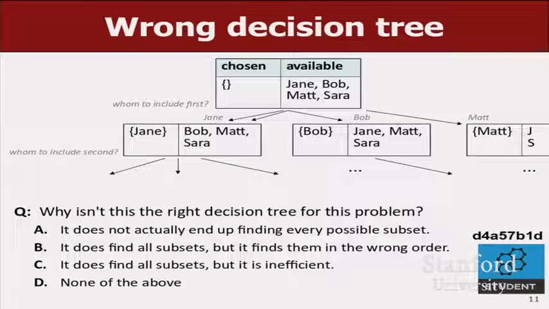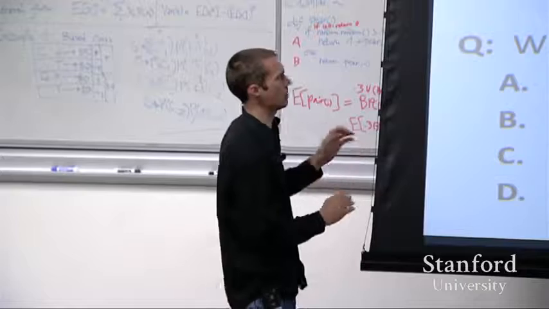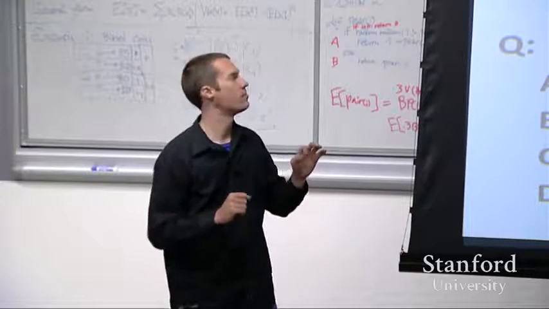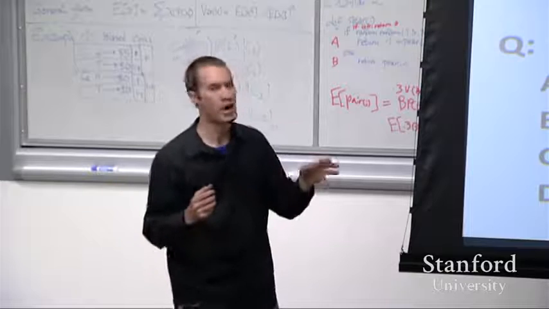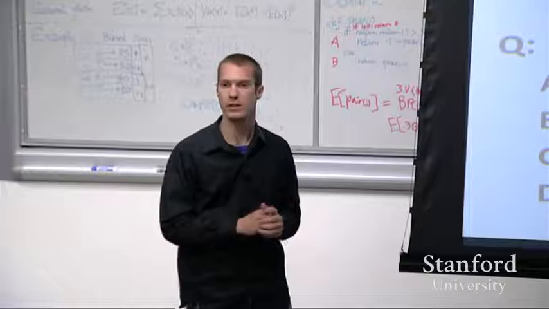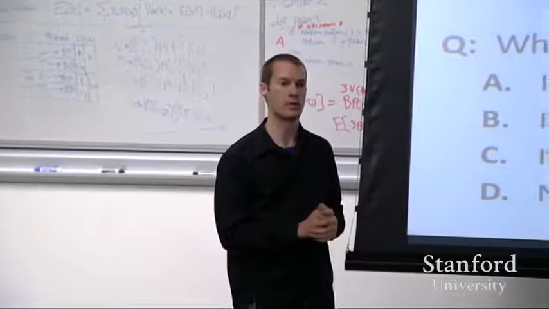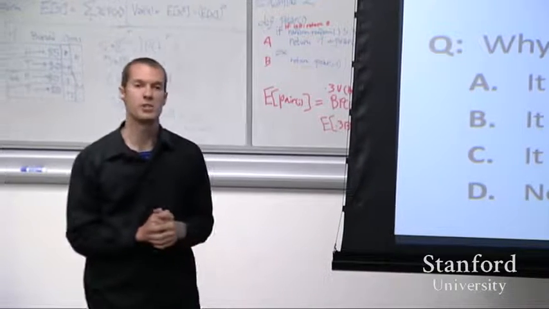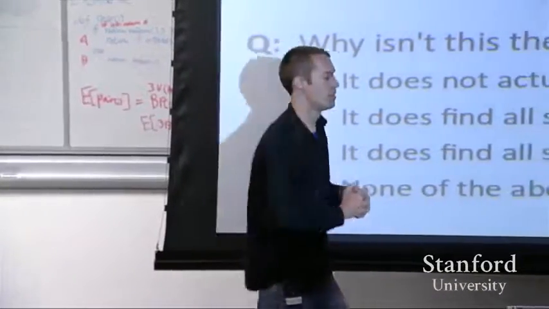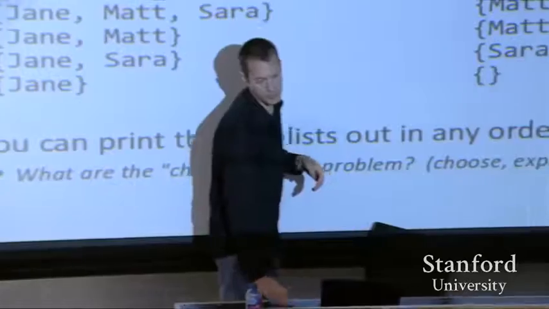OK, let me explain what I think is going on here. This decision tree is about order. It's about who goes first, Jane or Bob or Matt, and then who goes second, Bob or Matt or Sarah. This problem is not about ordering people. The last problem with permutations was about ordering people. That's not what's important about this problem. Let me show you the example output again.